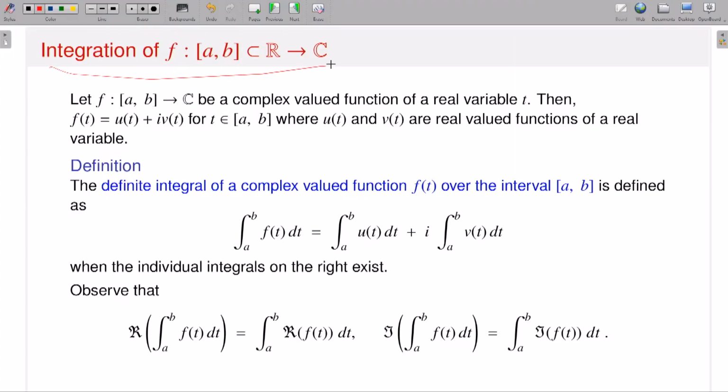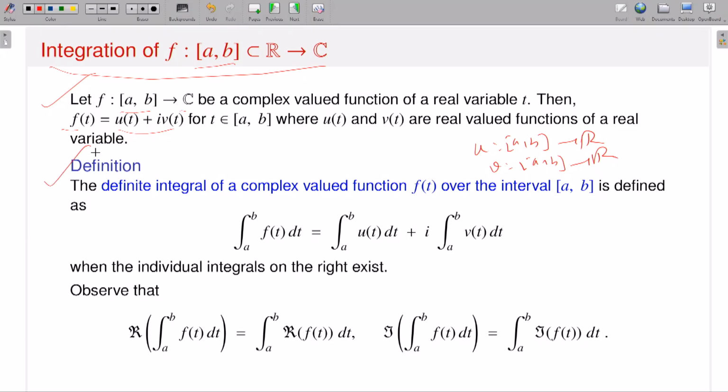Look, first I would like to give a sense of integration of complex valued functions defined on the closed interval a to b. Let f from the closed interval [a, b] to C be a complex valued function of the real variable t. Since my function takes complex values, I can break it into two parts: f(t) = u(t) + i v(t). What are u and v? u is a function from the closed interval [a, b] to R, and v is a function from the closed interval [a, b] to R. So I can break my function into two real valued functions on the interval a to b.